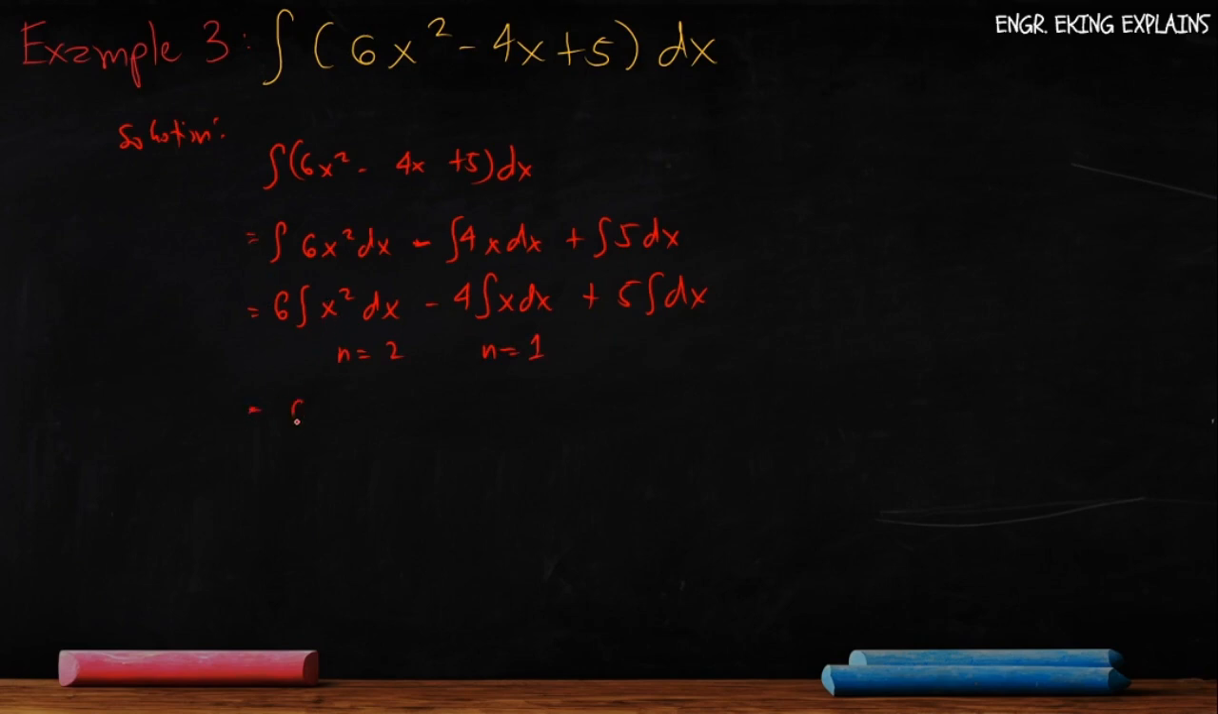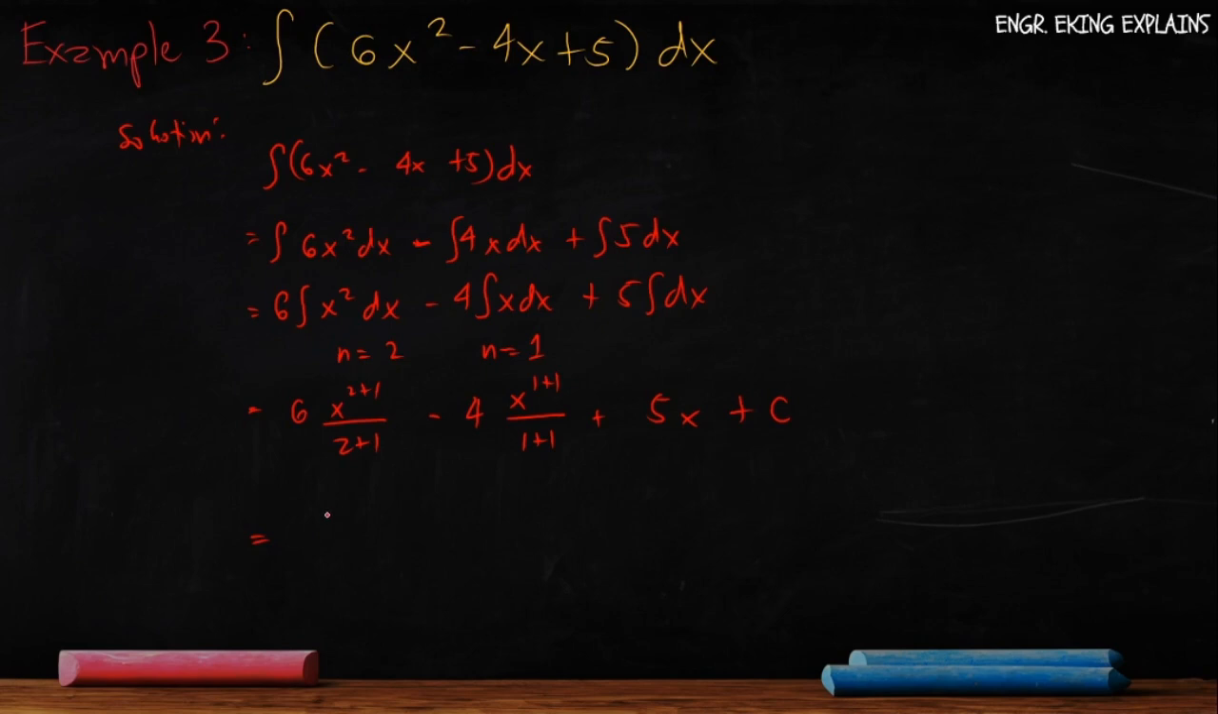So we have 6 x to the 2 plus 1 over 2 plus 1, minus 4 x to the 1 plus 1 over 1 plus 1, not x plus 1. Okay, this will be 1 plus 1, plus 5. So the integral of dx is x, so you could now put c on there.